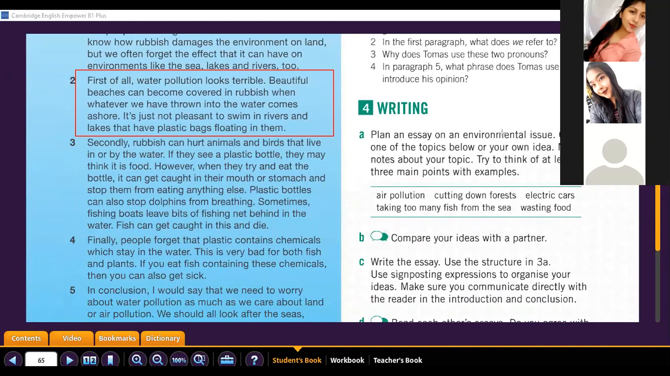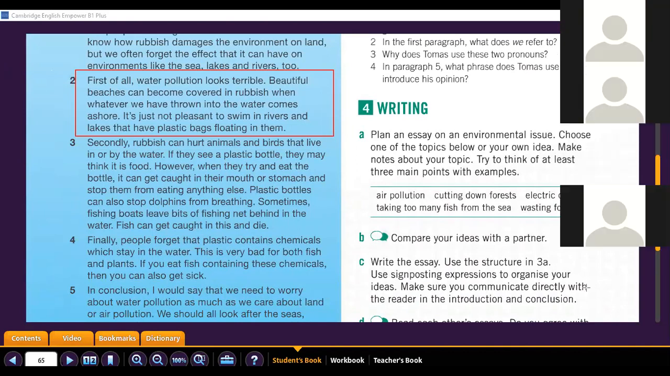Okay. First of all, water pollution looks terrible. Beautiful beaches can become covered in rubbish when whatever we have thrown into the water comes ashore. It's just not pleasant to swim in rivers and lakes that have plastic bags floating in them.